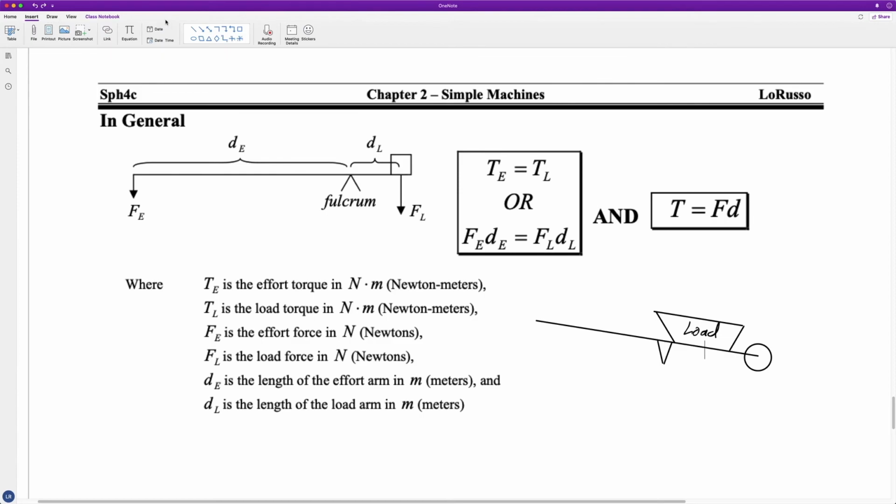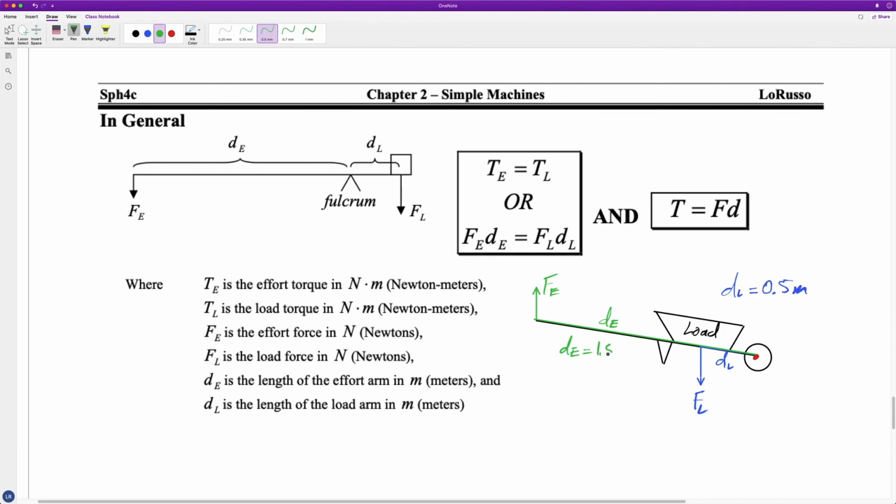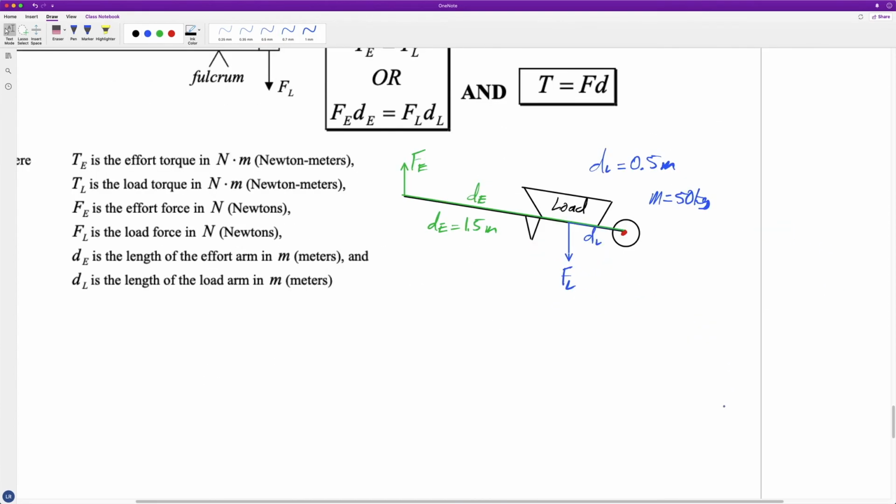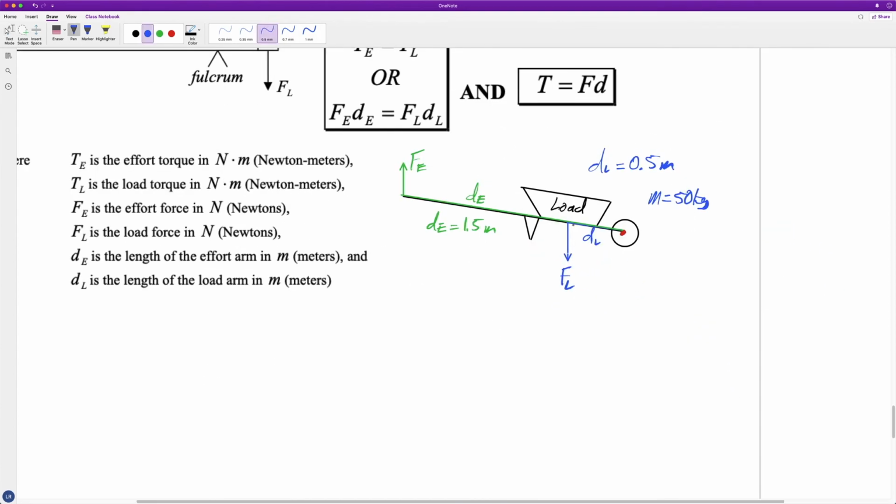So I'm going to draw my F load. Now the fulcrum of the system is right there, and the distance of our load, our DL, is right there. Now let's say you and I are using our handle. This is the distance of our effort, and what we're trying to figure out is how much effort we will have to make. Let's say the distance to our load is 0.5 meter, the distance of our effort is 1.5 meters, and the mass of our load is 50 kilograms.